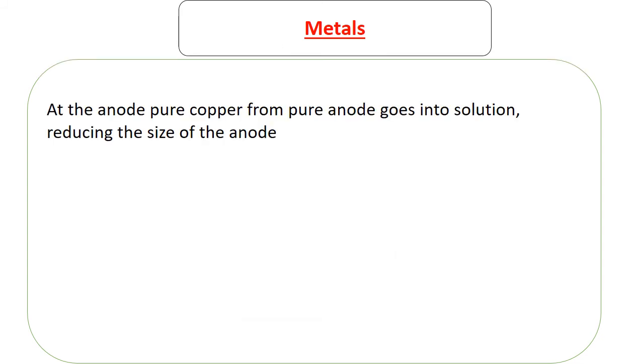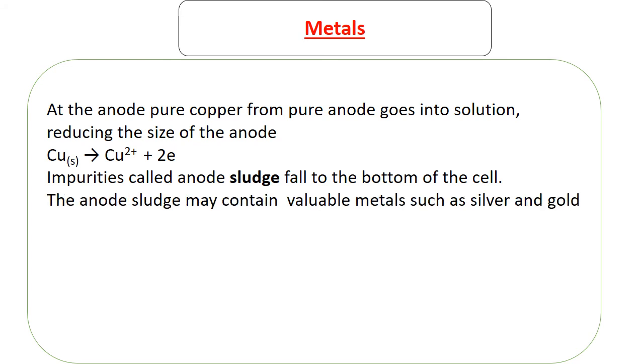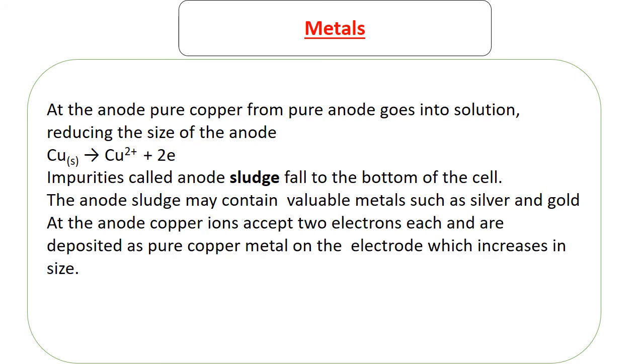So in short, at the anode, pure copper goes into solution, reducing the size of the anode. Copper becomes copper ions and goes to the cathode to gain 2 electrons. Impurities called anode sludge fall to the bottom of the cell. The anode sludge may contain valuable metals such as silver and gold, which we can throw at Black Mountain.